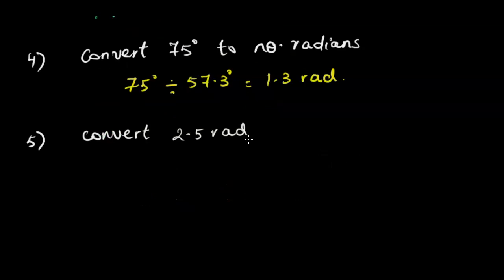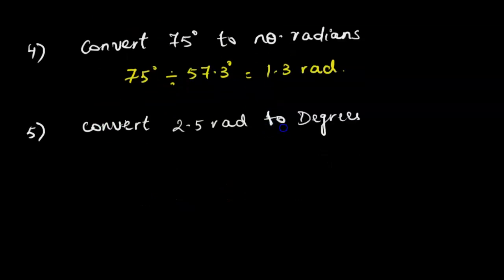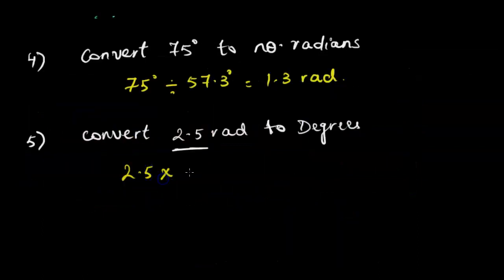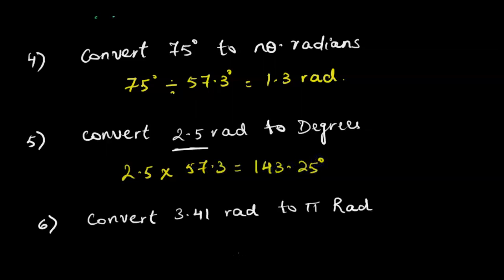Next we have to convert 2.5 radians to degrees. Now this radian value that is given to us is not with pi, so this is a number radian. So we are relating number radians to degrees in this question, and number radians to degrees is the yellow relationship because we are going from radians to degrees. So we apply multiply by 57.3. All we have to do is multiply 2.5 with 57.3, and the answer that we get is 143.25 degrees.